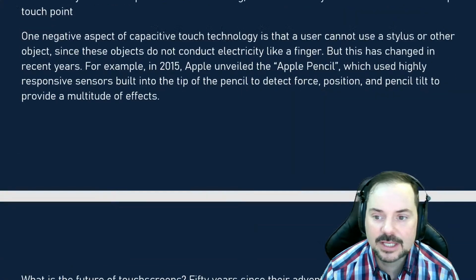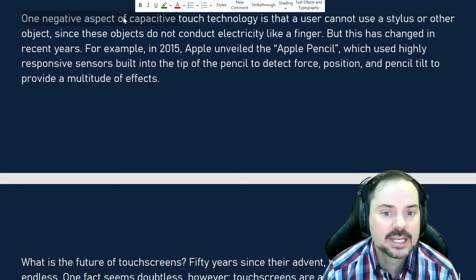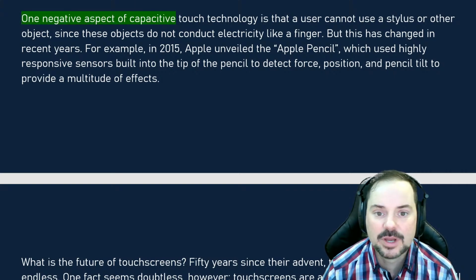Orlando, let's do a bit of reading. So read the end of this passage for me from one negative aspect of capacitive, whenever you're ready.